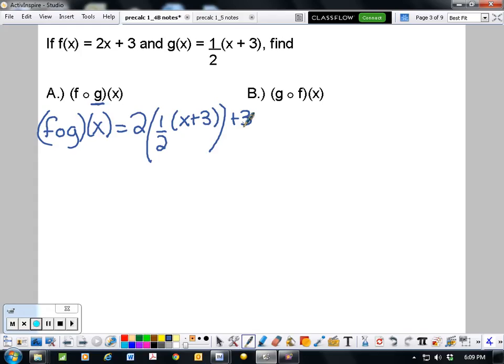The nice thing is that 2 times 1/2 here is going to cancel out, and this is going to become the number 1. And so now I have this x plus 3 plus 3, which gives me x plus 6.